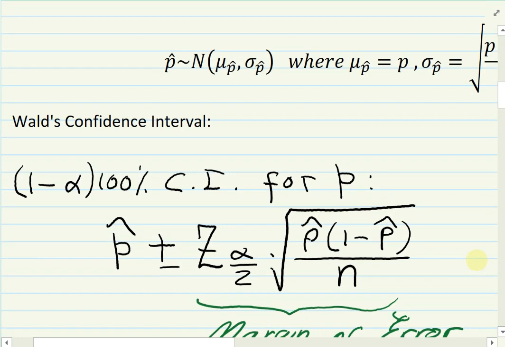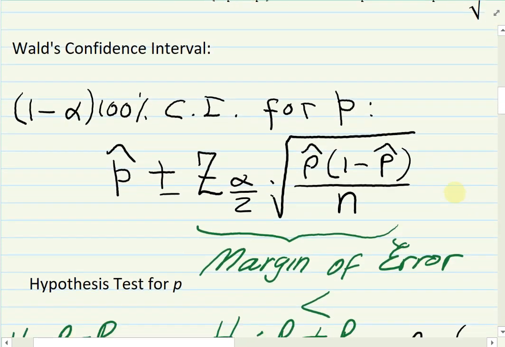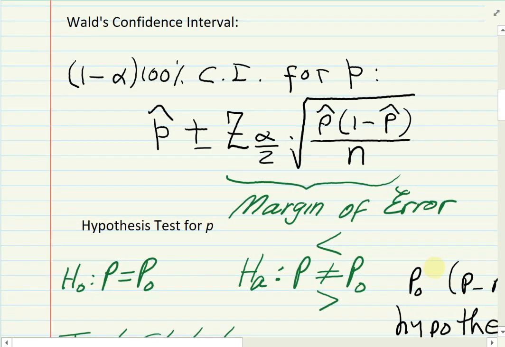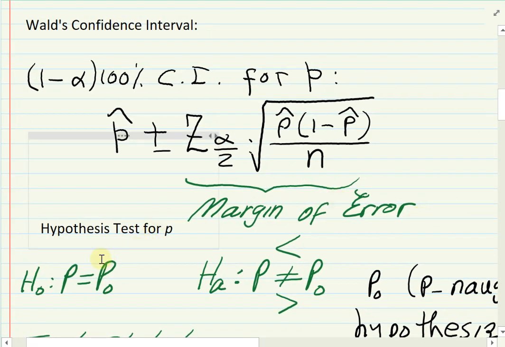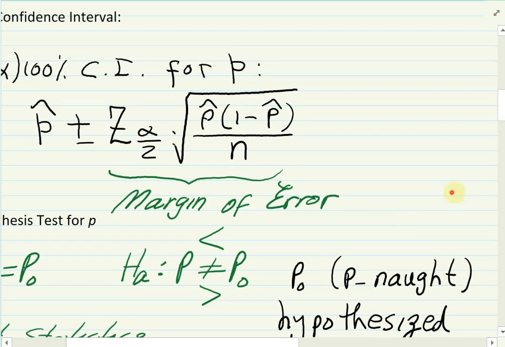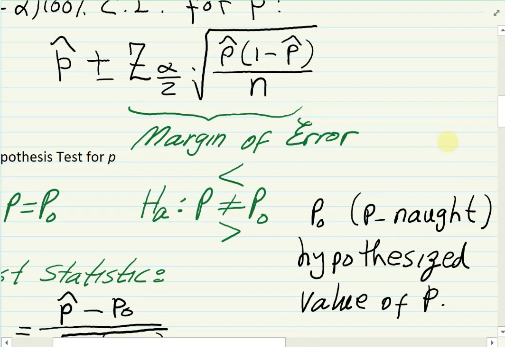What if we want to do a hypothesis test for a proportion? The null hypothesis we're going to assume is p equals a hypothesized value, which we call p naught. The subscript on p looks like an O or a 0, and this is read as p naught. This is what we call the hypothesized value of the proportion or percentage.